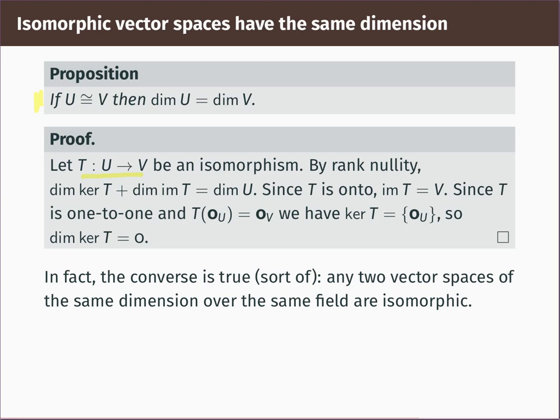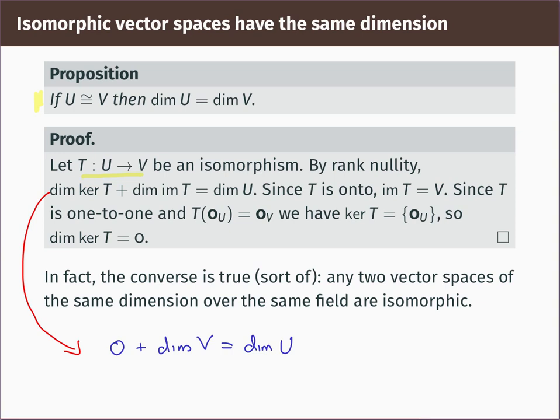So plugging into the rank nullity theorem, what it will tell us is the dimension of the kernel of T, which is 0, plus the dimension of the image of T, which we just established is the dimension of V, is equal to the dimension of U. And so we get the dimension of V and the dimension of U are equal as claimed.